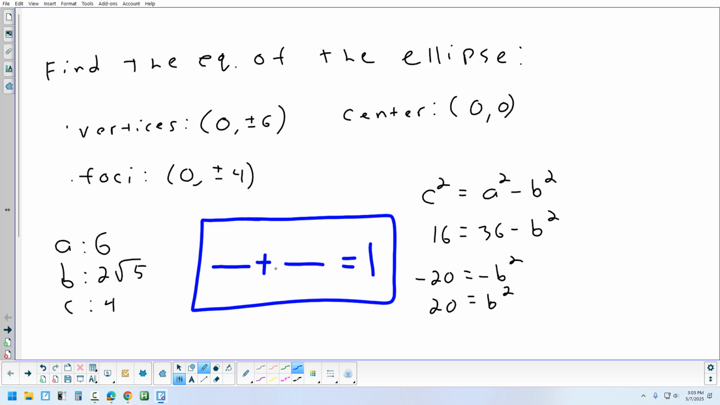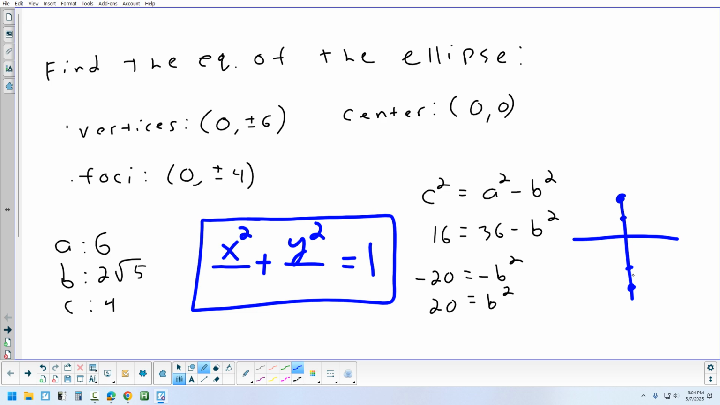Okay, and now we have to figure out x squared and y squared, but for an ellipse, you always put x squared first, and you always put y squared second. That never changes. What changes in an ellipse is where we put the A and the B. If you were to graph these points, how would they line up? Vertically or horizontally? Vertically. Yeah, it would line up vertically, because our vertices are up 6, down 6, up 4, down 4 for the foci.